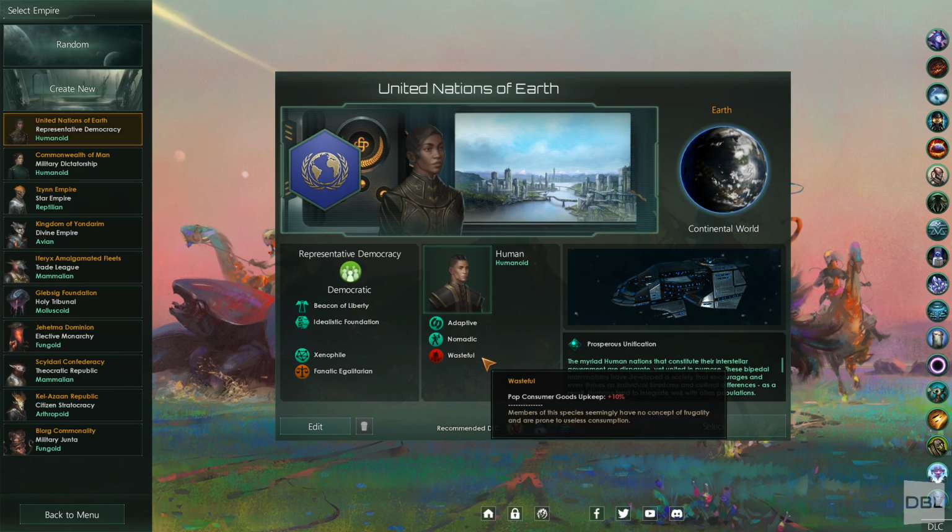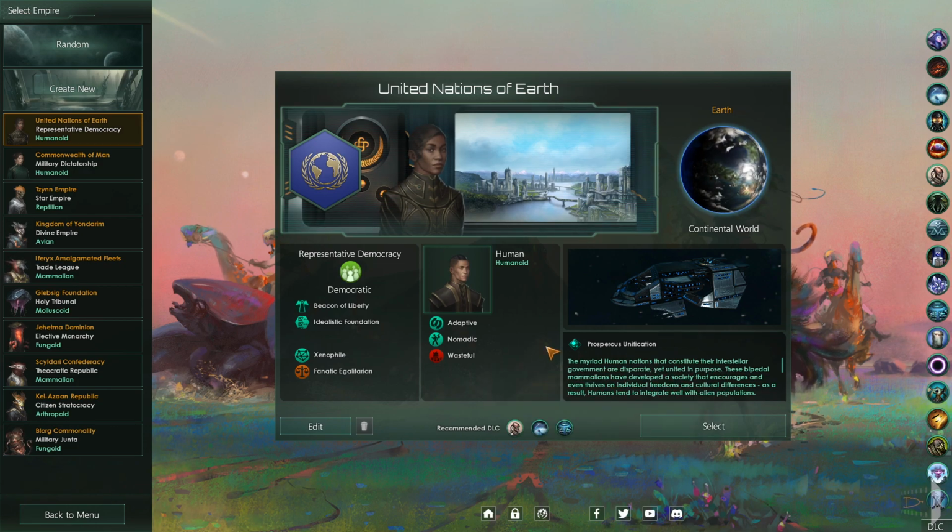Wasteful. Pop consumer goods upkeep +10%. Members of this species seemingly have no concept of frugality and are prone to useless consumption. Oh yeah, well, I believe that. Continental world. So there's Earth. Earth, mammalian ships. That would be our ship, I guess. The style, at least one style. I would assume that there's lots of ships to choose from eventually.